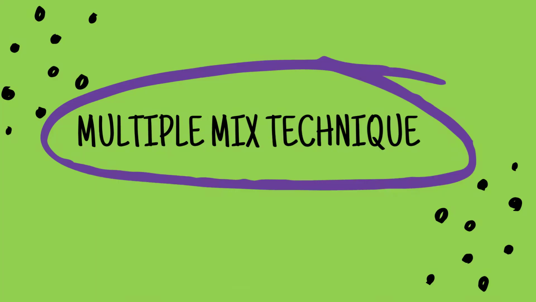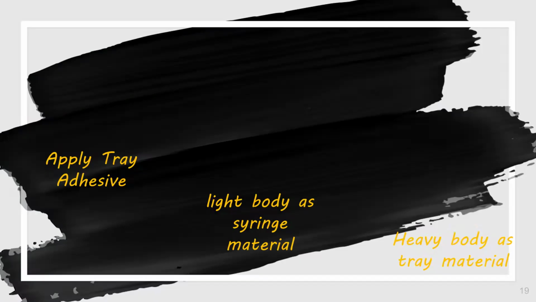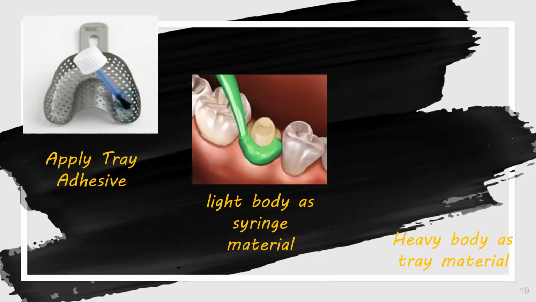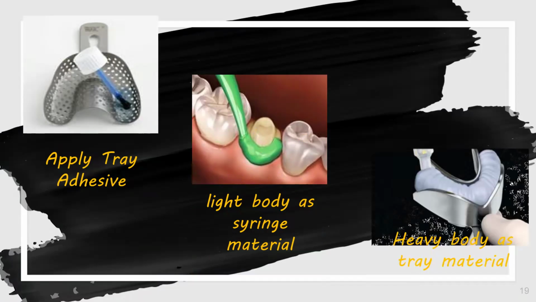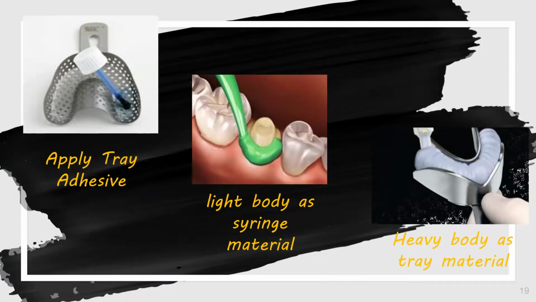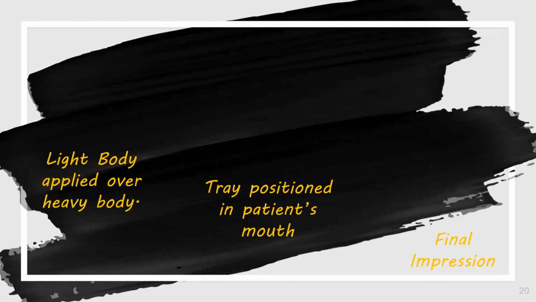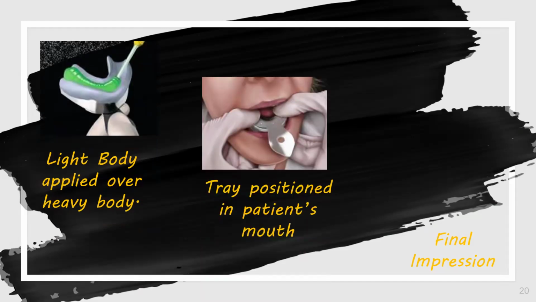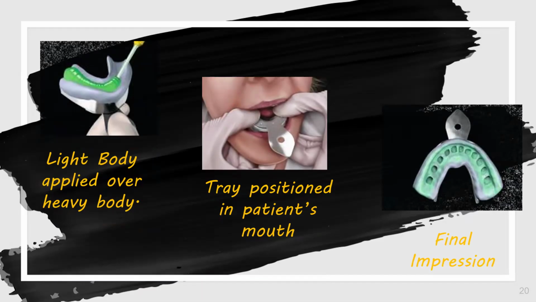We'll have a word on multiple mix technique first. Here, 2 different consistencies of the same material are used. We'll begin by applying tray adhesive. Then the light body consistency material is injected onto the prepared tooth surface as syringe material. Putty consistency or heavy body is loaded onto the tray. Light body is also applied over the putty consistency or the heavy body material. The tray is positioned in the patient's mouth, and once it is set, it is removed in a snap. And that shows the final impression.